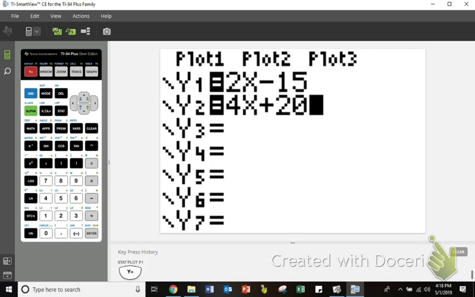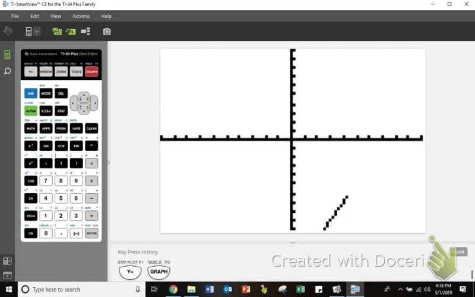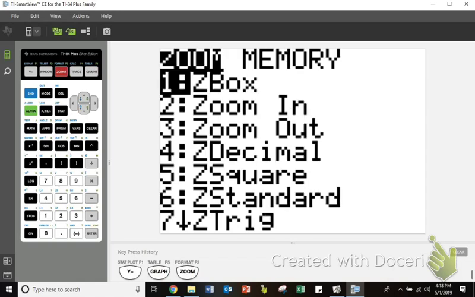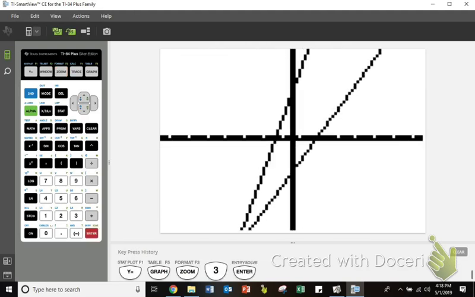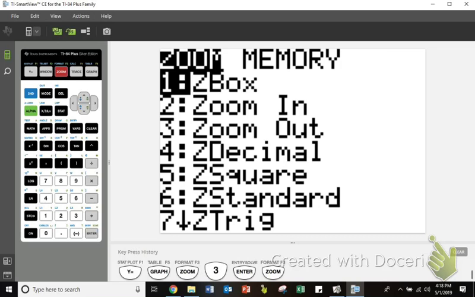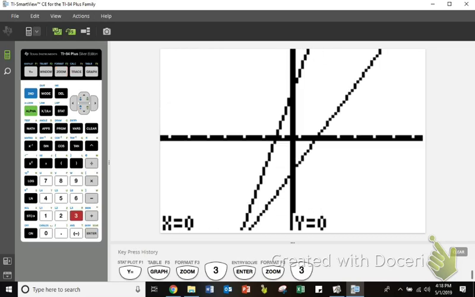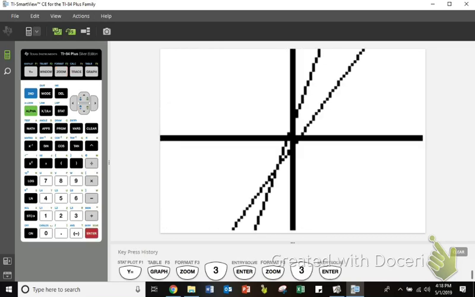Now once you have this, you can go ahead and hit graph in the upper right hand corner, but you should notice that you cannot see where they intersect. So you're going to need to press zoom and then number 3 to zoom out and then hit enter. When you zoom out, you're almost able to see it, but you're not quite there yet, so you'll have to do it one more time. Press zoom, 3, enter, and zoom out one more time.